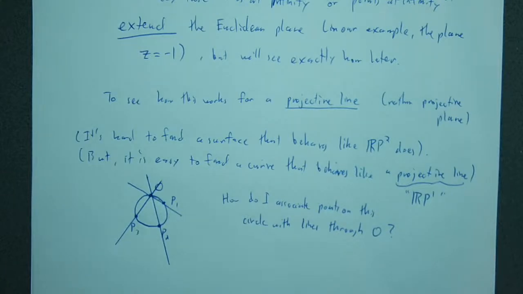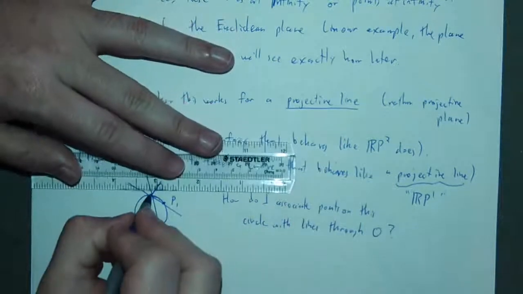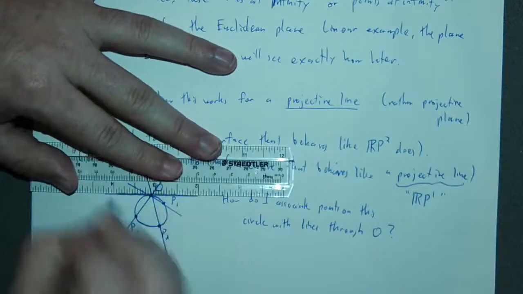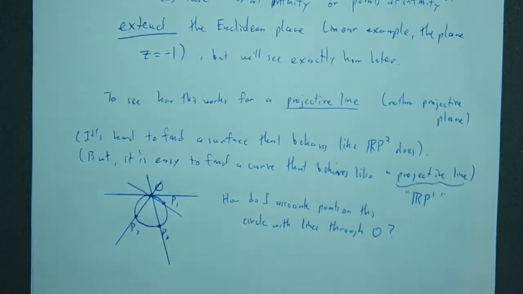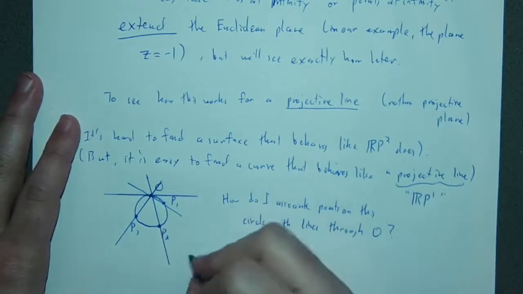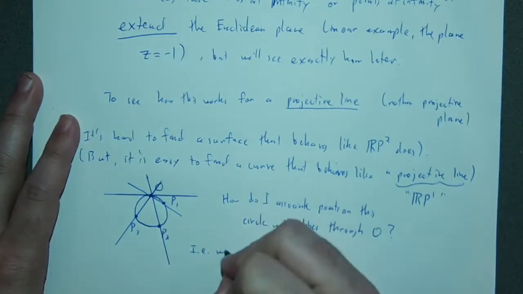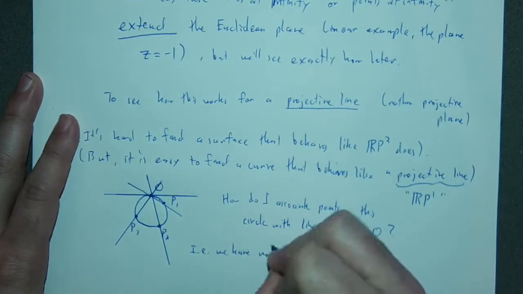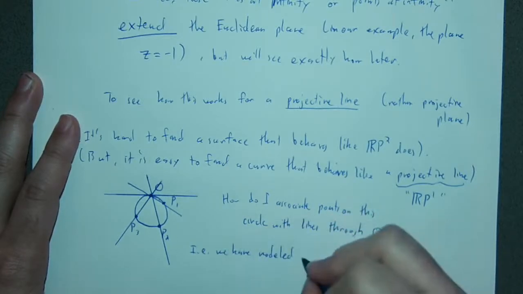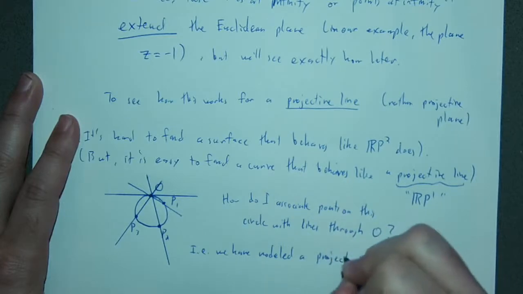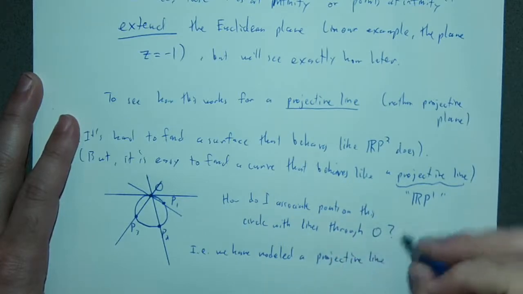But what about O itself? O itself is a point in the circle. Which line through O is it associated with? Well, the tangent line. So that point corresponds to the tangent line. What we're doing here, i.e., we have modeled in the same way a projective line by a circle.